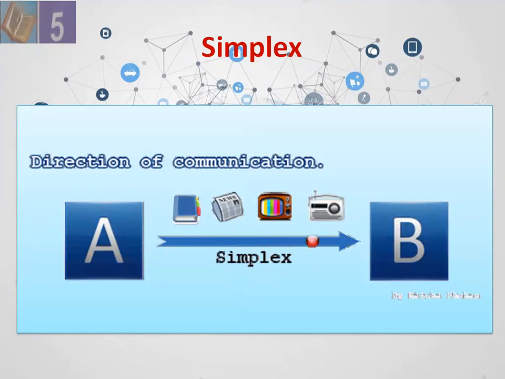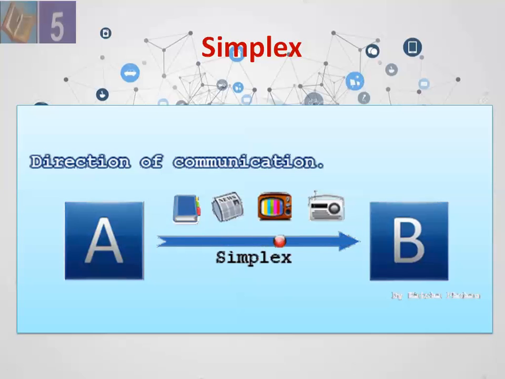In simplex mode, the communication takes place in only one direction. In this mode, communication is unidirectional. It is not possible for the receiver to send data back. For example, data being sent to electronic notice boards found in train stations and airports. Radio and television broadcasts are also examples of simplex transmission.